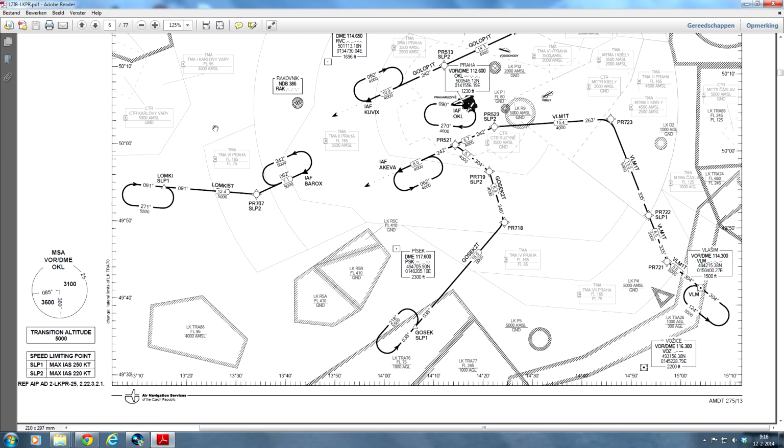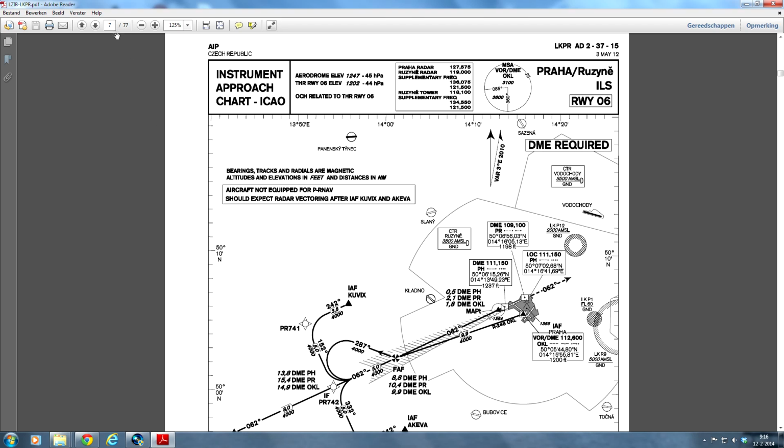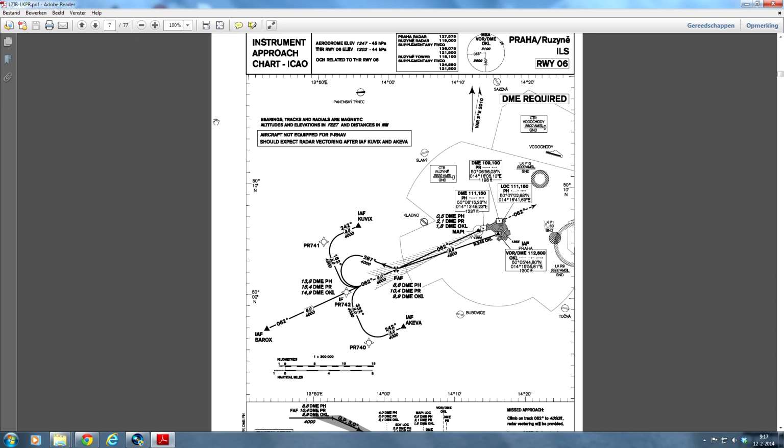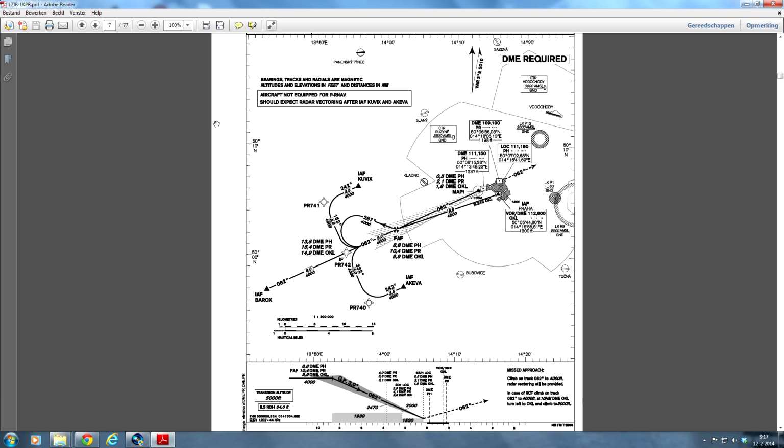And then we'll move over to the next chart, which is our approach chart, as you can see here. It's the approach chart to runway 06, and you can determine which runway is going to be used for landing, depending on the weather, on the wind direction of course. So make sure you select the right runway when preparing your flight already. And as you can see, this is just the approach chart, and it contains a lot of information. You have to give it a good review before you go to fly.